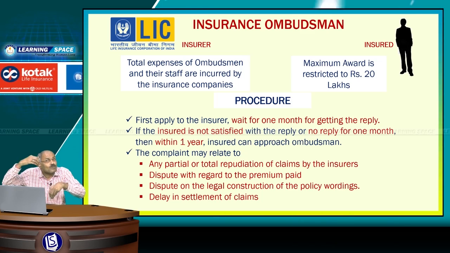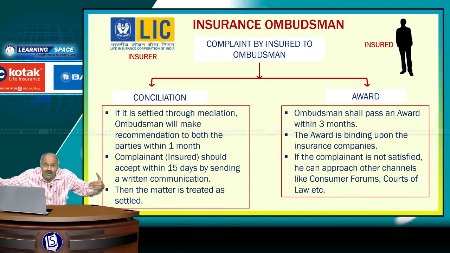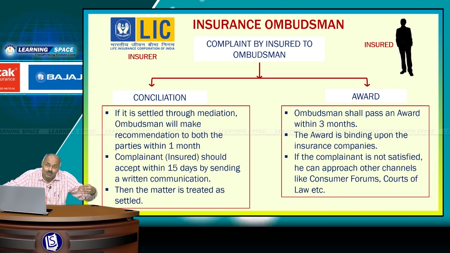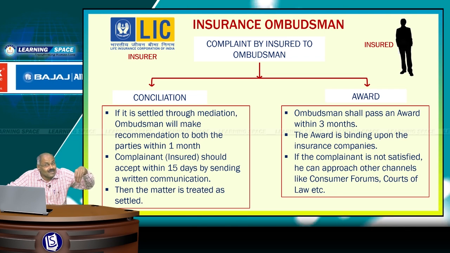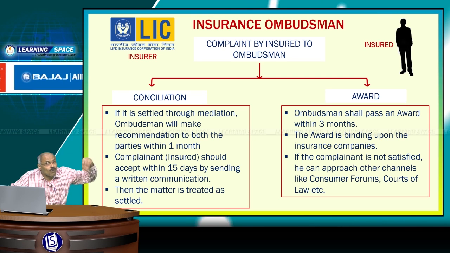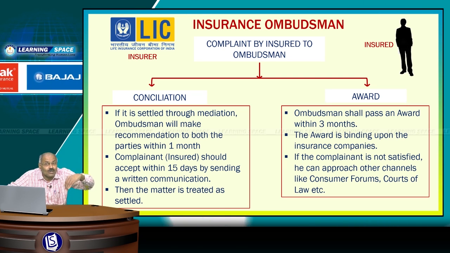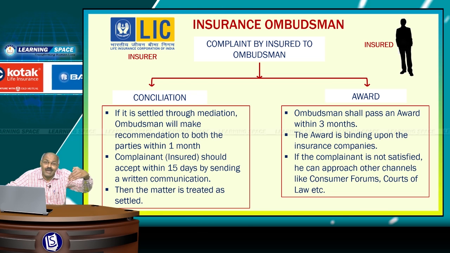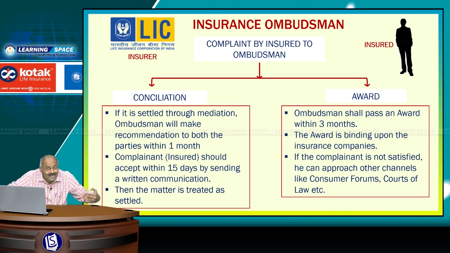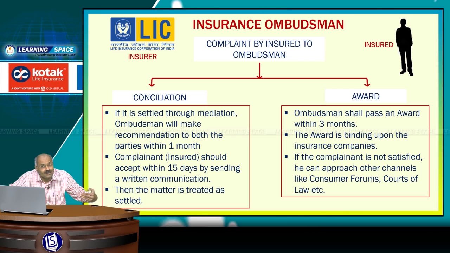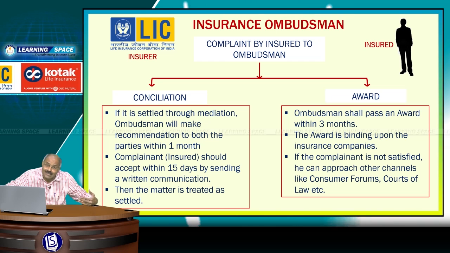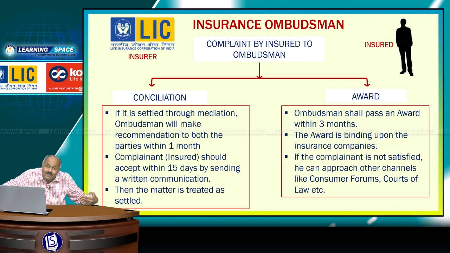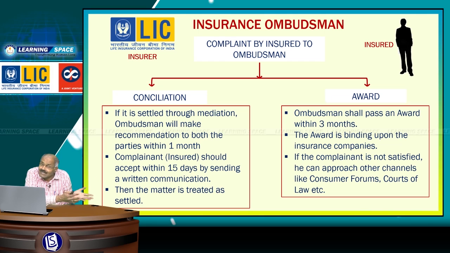Once we approach the ombudsman, there are two options for the ombudsman. One is conciliation, the second one is award. The first option is that the ombudsman will try for some mediation or conciliation. In this case, the ombudsman will make a recommendation to the parties within 1 month for settling the claim. That is conciliation or mediation. Then if the insured, who is the complainant, accepts within 15 days, the matter is treated as closed.